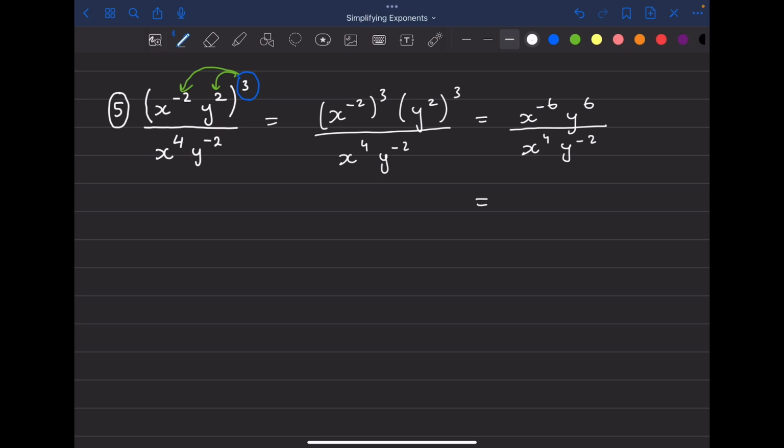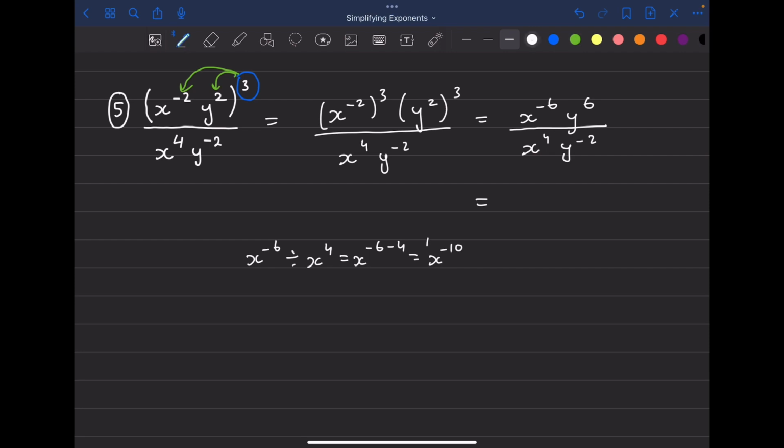And now what we can do is start subtracting exponents. We have x to the negative 6 divided by x to the 4. This is going to be x to the power of negative 6 minus 4, which is just x to the power of negative 10. This also works with negative numbers, by the way. It does not matter if it had a negative 6 or a 6. It works because it's a rule. It works no matter what.